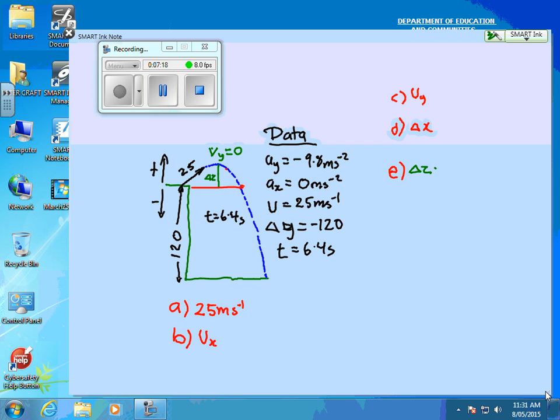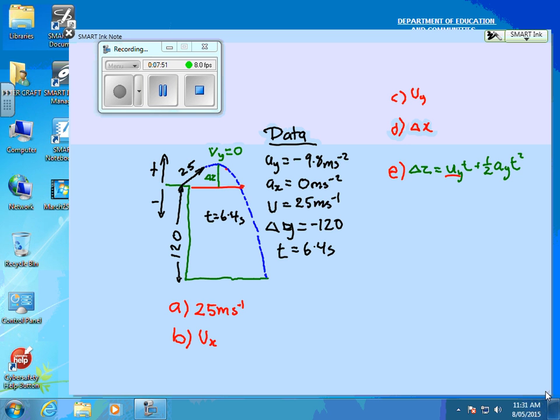So delta Z equals UYT plus a half AYT squared. Is that useful for us? Can we do that? But we do not know that, so we're a bit stuck. What do you mean, the plus and minus this?